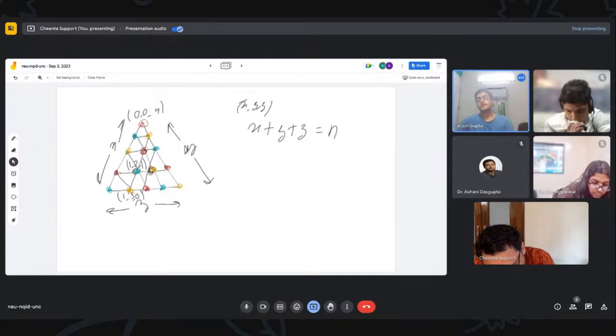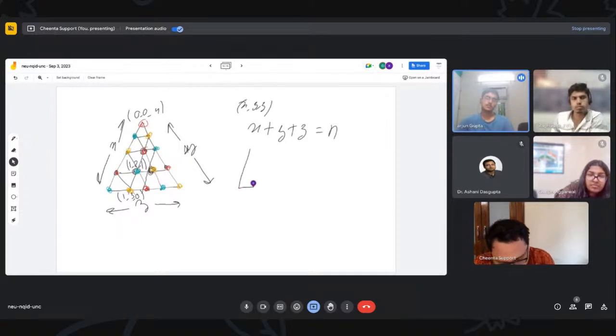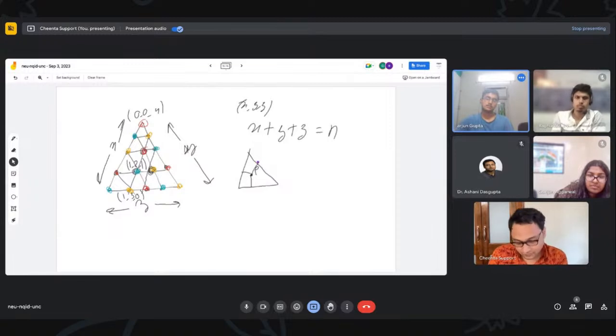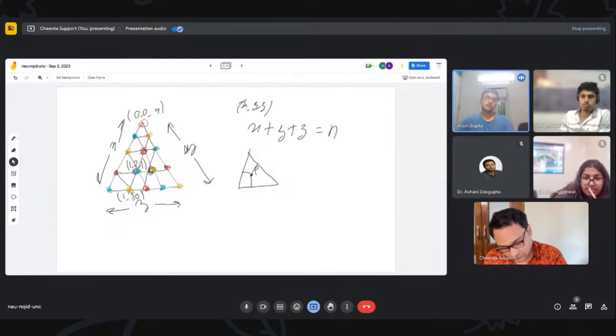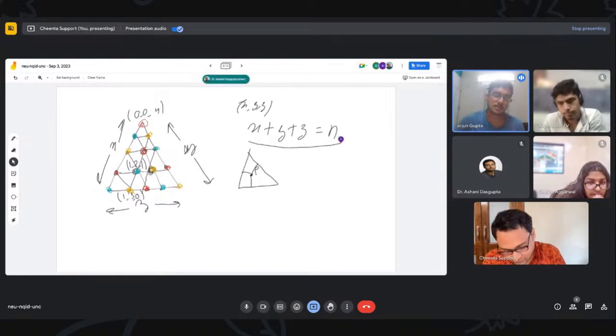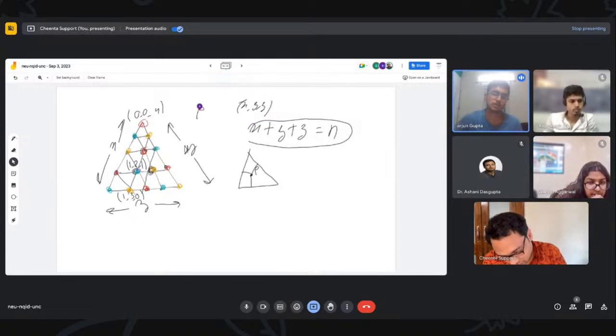Okay, I'll give a small proof. Suppose you have an equilateral triangle, then you know that for any point P inside it, the sum of distances to the sides is constant. You might know this property, and this is essentially why x plus y plus z is equal to n. Essentially, for each point P, its x coordinate is the distance to this side, y coordinate is the distance to this side, and z coordinate is the distance to this side.